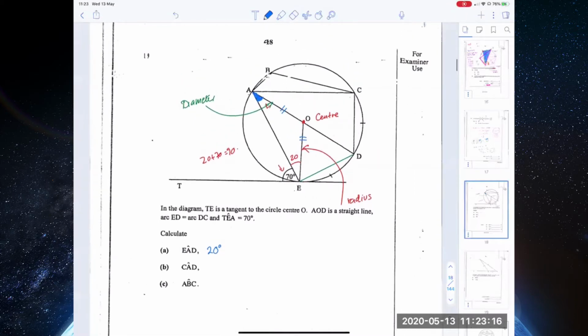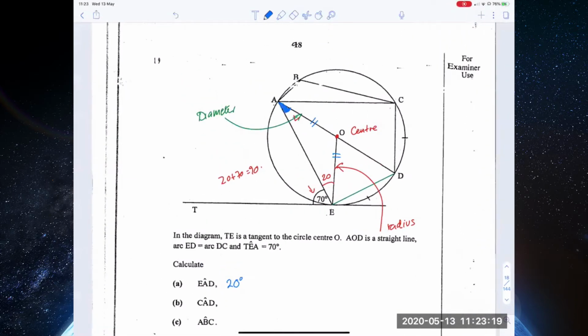Then the next one is CAD. And CAD is which one? Let's see. C is here, A is there, and D is there. So they want this angle. What can you say about this angle? If you know what this angle is, you see, we know what this angle is, isn't it? It's 20, and it's subtended by this green line, which I drew here, isn't it?